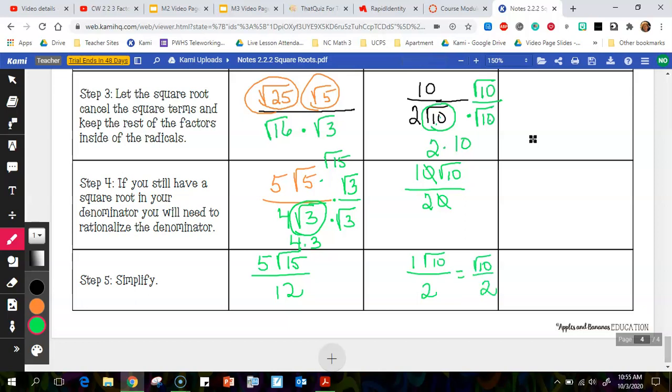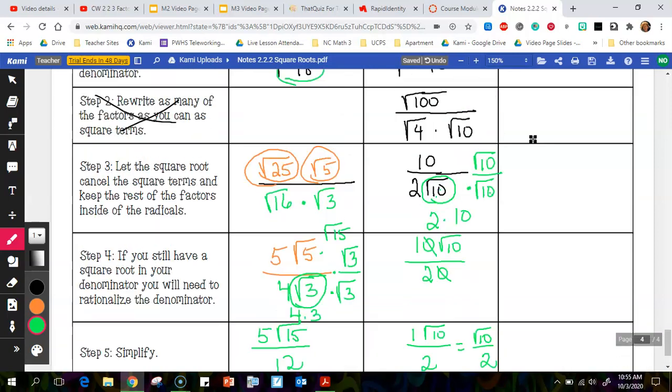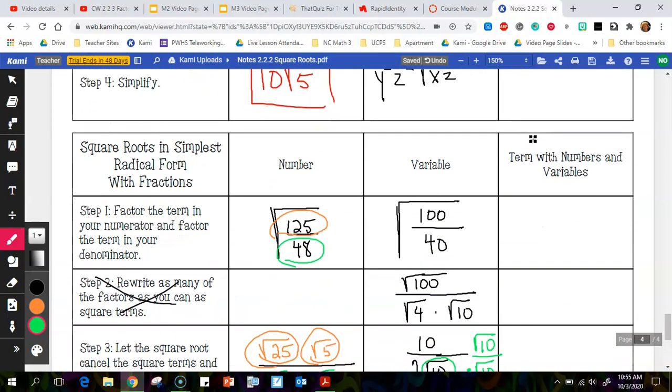Okay, that was a lot to kind of take in, I know. But we'll do some more of these on the classwork. I'm not going to worry about this right now because this is a lot to remember for now.